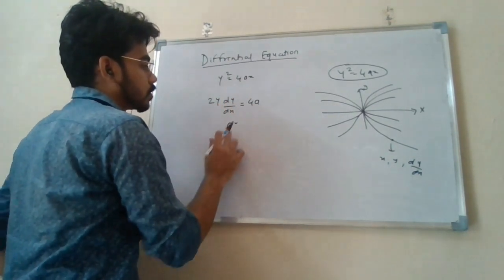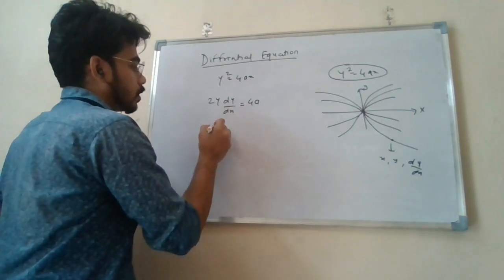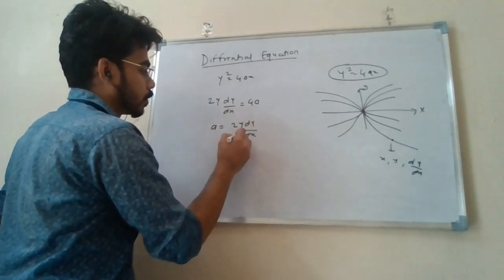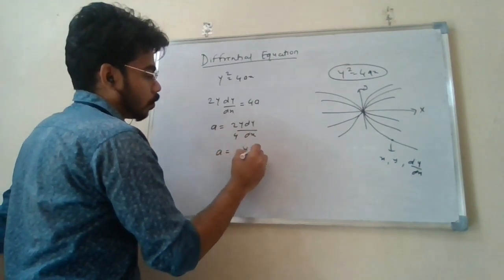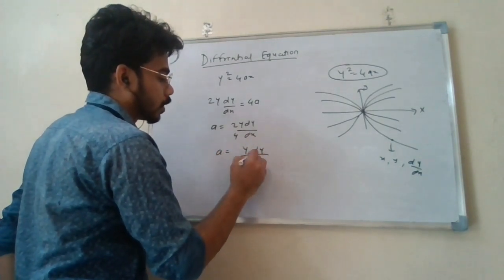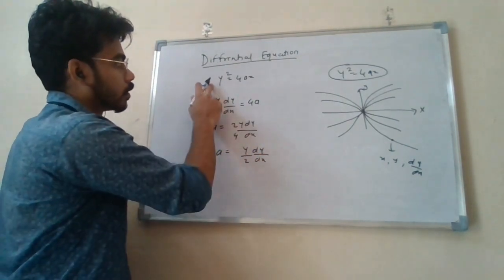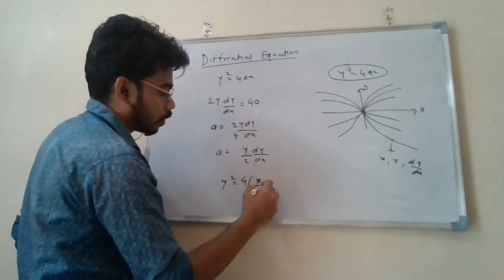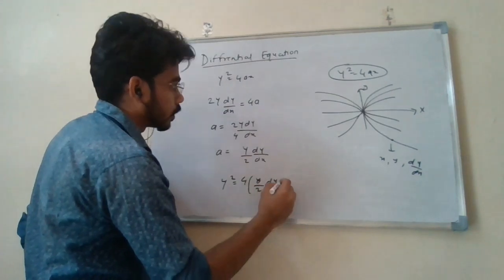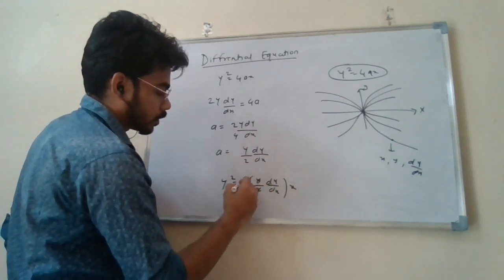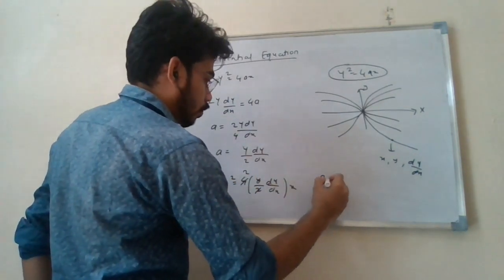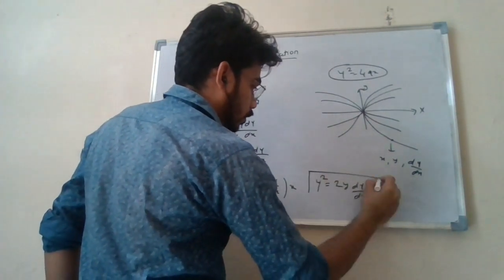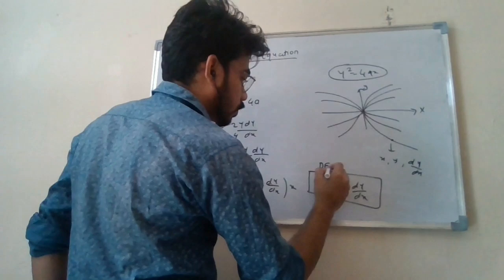So what is the value of a here? a is equal to 2y dy by dx divided by 4, which is a is equal to y dy by dx by 2. Okay, just put this value in the original equation. That means y square is equal to 4 into y by 2 dy by dx into x, where the 2 gets cancelled out, and we get y square is equal to 2xy dy by dx. This is my required differential equation.